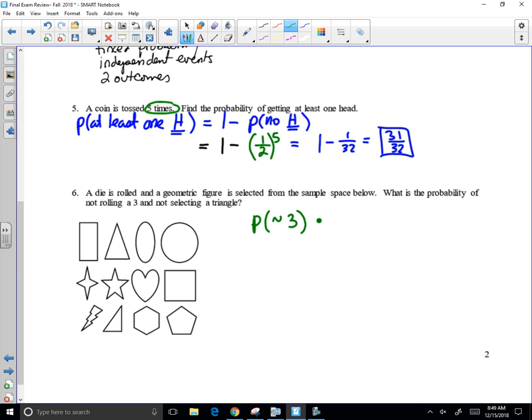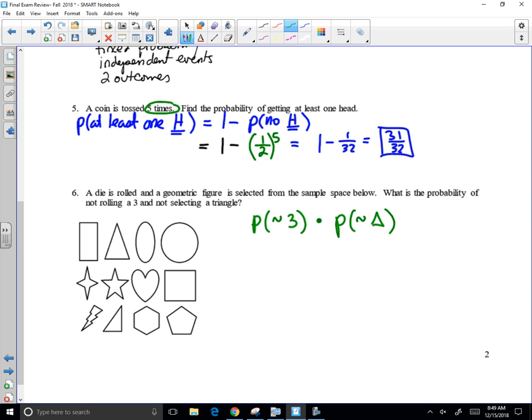and means multiply. Probability of not getting a triangle. All right. So that little tilde means not, although the way I make them, they look like N's. So there you go. Not a 3, not a triangle. We're looking at independent events because the outcome for rolling a die will have absolutely nothing to do with the outcome for selecting a geometric figure.